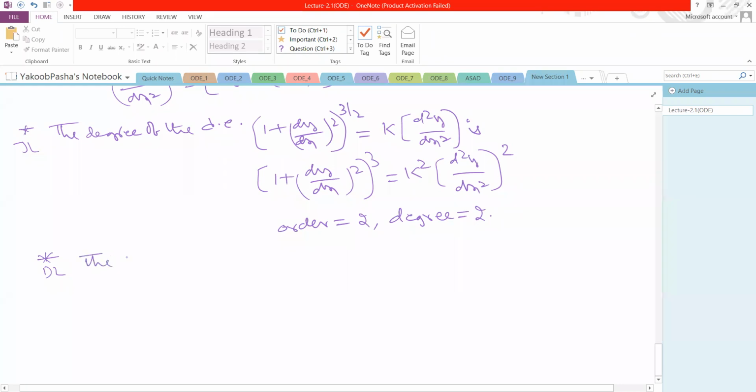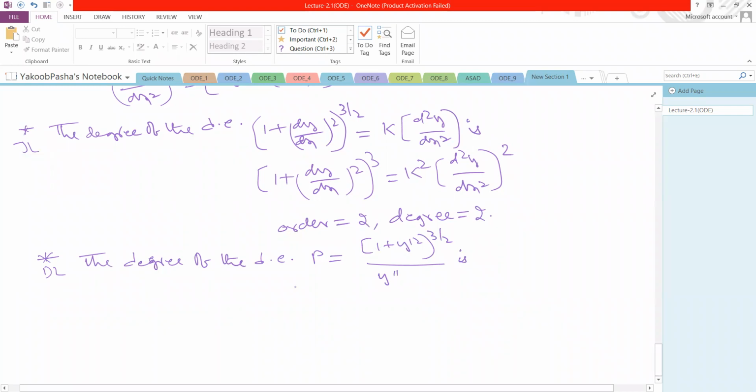The degree of the differential equation p is equal to (1 plus y dash square) whole power 3 by 2 divided by y double dash. Here it is y dash square, not y power 1 2. Y dash means dy by dx. Y double dash means d square y by dx square. It is the formula for radius of curvature.